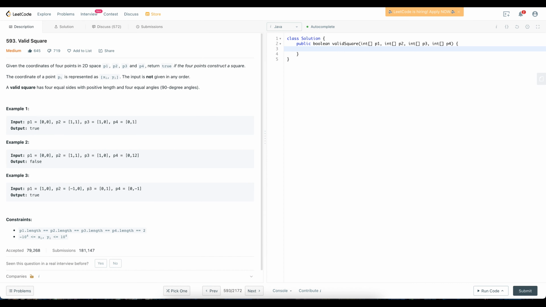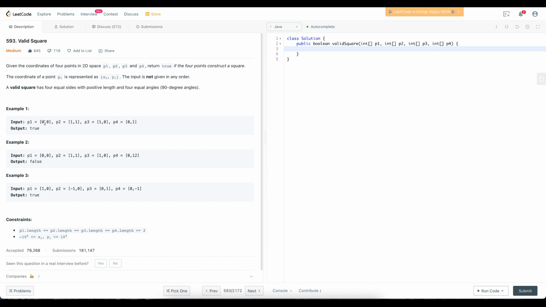In this video, we're going to be looking at this problem, valid square. We're given the x, y coordinates of 4 points, P1, P2, P3, and P4. Also, the points are given in any arbitrary order. And we want to return true if and only if the 4 points construct a square. So let's take a look at the examples.